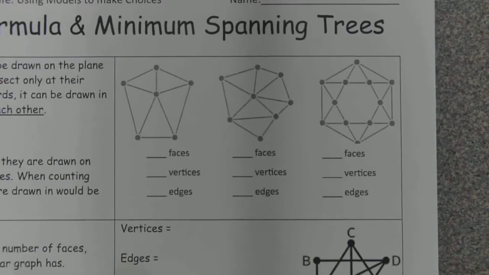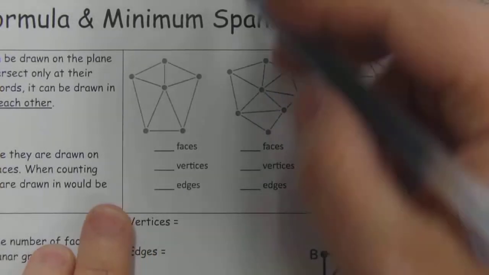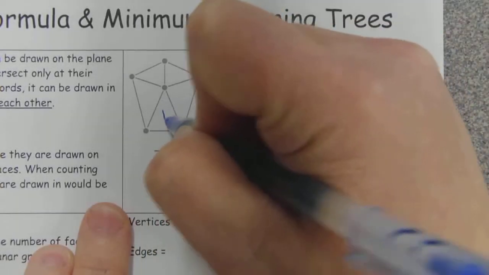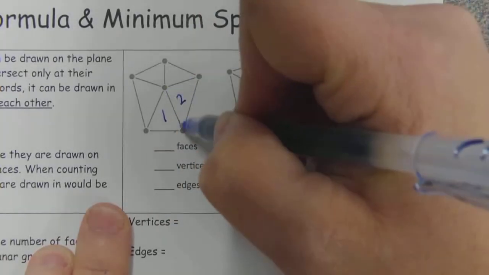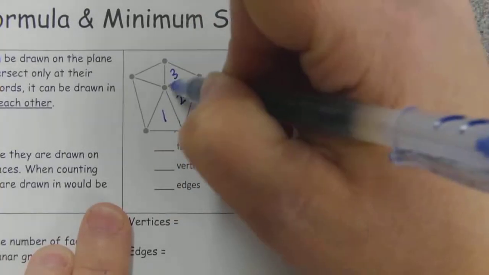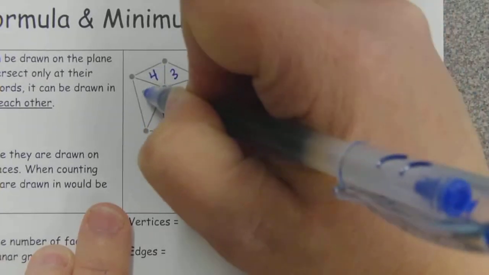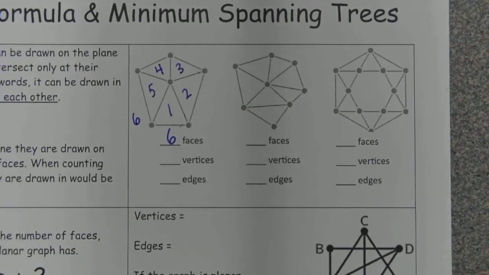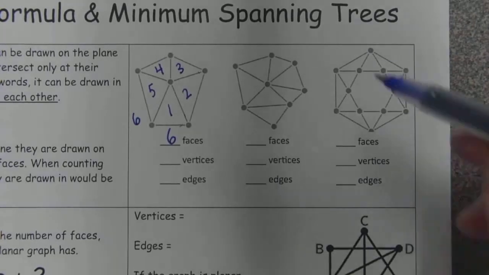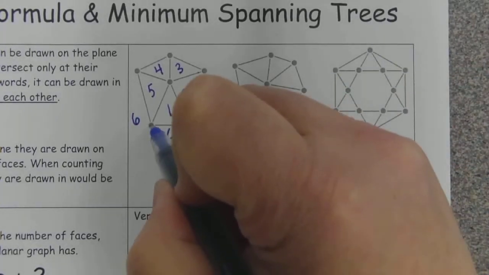So let's talk about what that means here for just a minute. Faces are the flat surfaces formed. So we have this triangle flat surface here, a second triangle flat surface, a third triangle flat surface, 4, 5. But we actually have 6 faces, because we have the plane that the figure is drawn in, the flat surface that figure is drawn in.